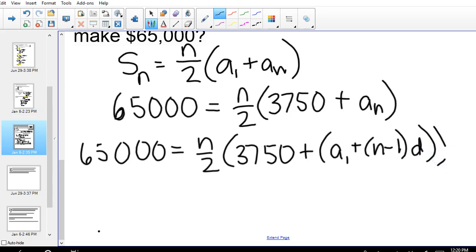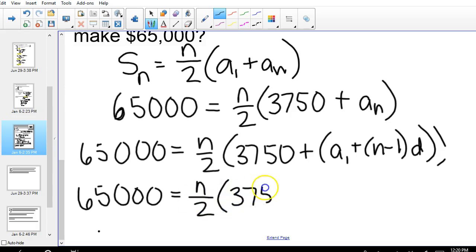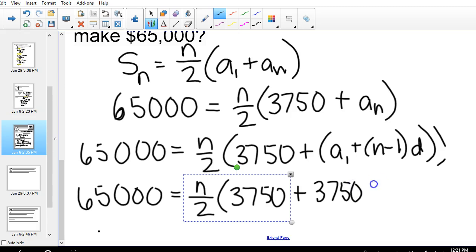Right, and I know a sub 1 and I know d, so I could plug those two things in. That would give me 65,000 equals n over 2 times 3,750 plus 3,750, because that's a sub 1 again, plus I've got n minus 1 times 500.